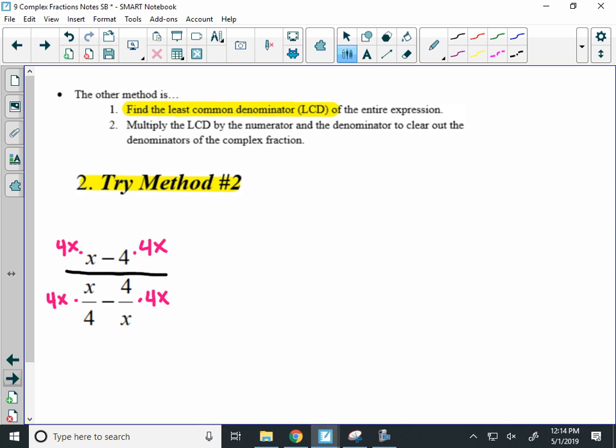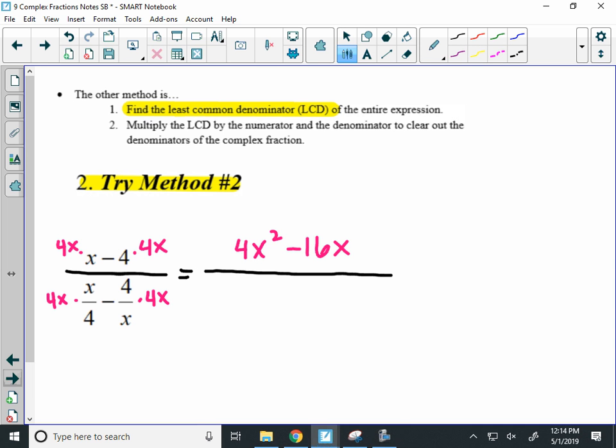Because what's going to happen when you multiply all of these by 4x is that things are going to cancel, right? The fractions are going to go away. So here's what I mean by that. Let's start with the numerator. What is 4x times x? 4x squared. What is negative 4 times 4x?